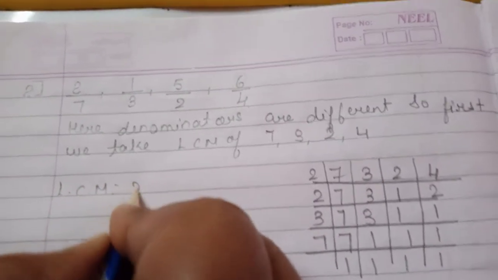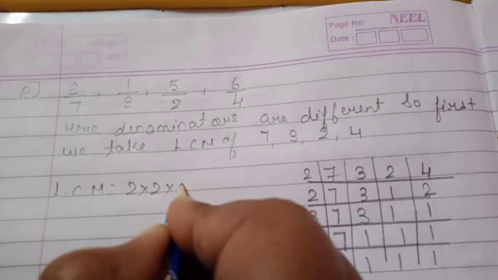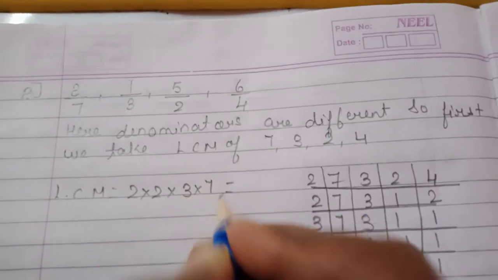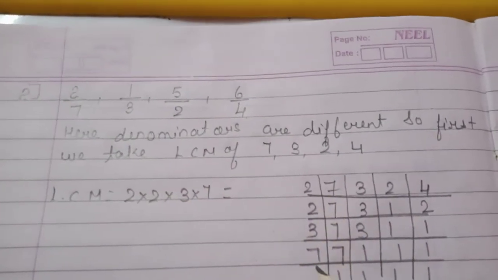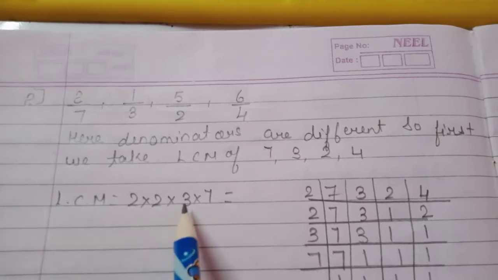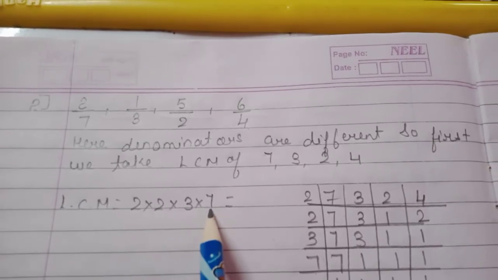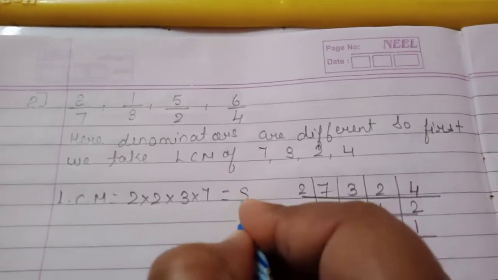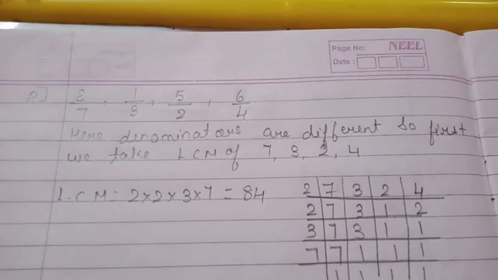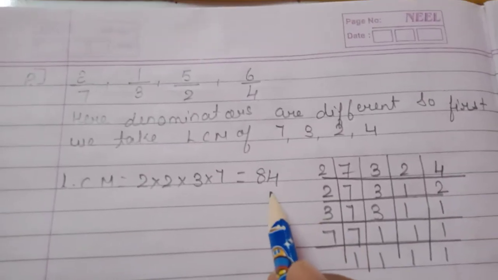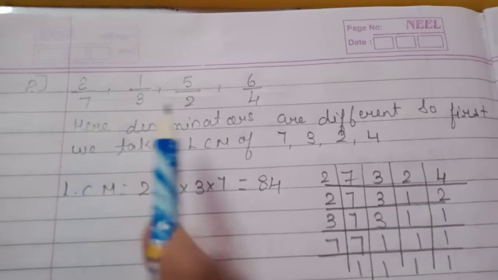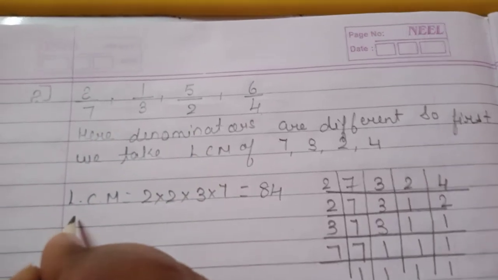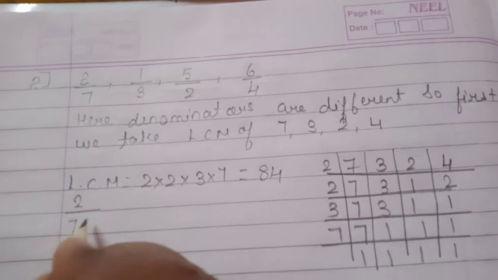LCM equal to 2 multiply by 2 multiply by 3 multiply by 7. This we have to multiply. So 2 twos are 4, 4 threes are 12, 12 sevens are 84. So we got LCM 84. Now we have to make the denominator 84. Okay, so first fraction is 2 upon 7.